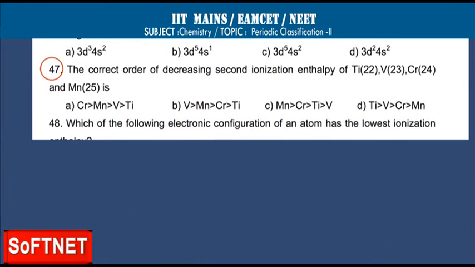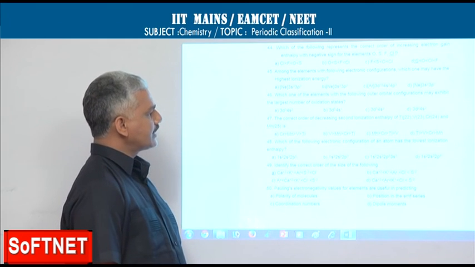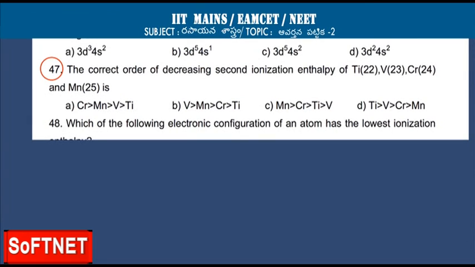Next question, the correct order of decreasing second ionization enthalpy of the elements titanium, vanadium, chromium and manganese is. Here the ionization potential value is dependent on electronic configurations. So, the correct option is Cr > Mn > vanadium > titanium.